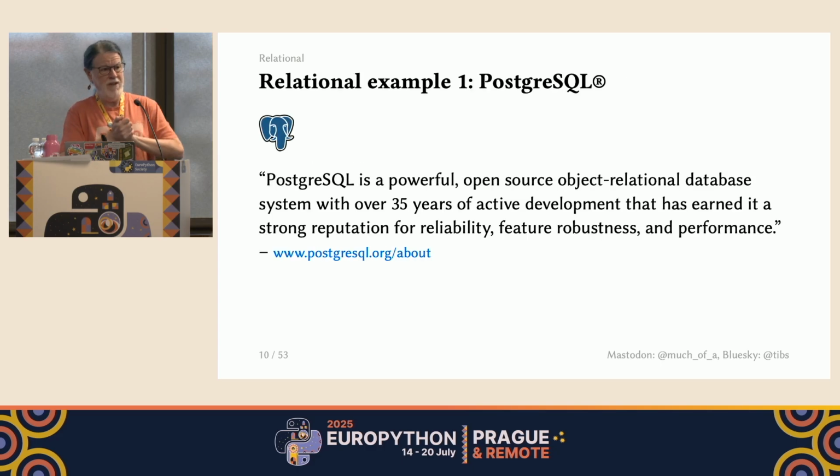So my first example is Postgres, and the elephant is a very nice logo for Postgres because it's kind of this big, powerful thing. It's had 35 years of active development, which takes us back to 1990. I wrote that down so I'd remember. It's always a good place to start. It's one of my favorite databases.